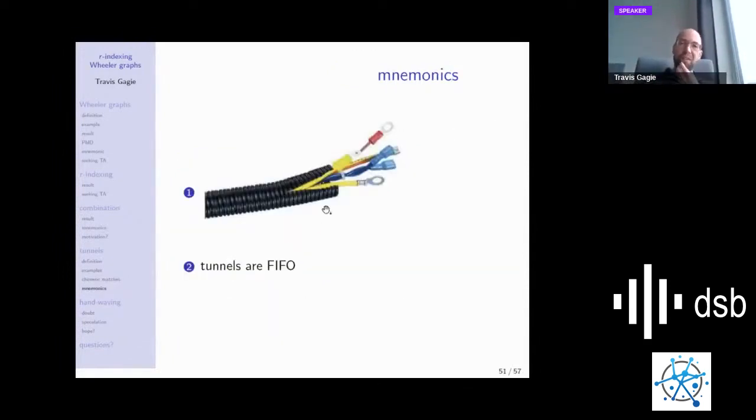I found out while doing these slides that this is called a loom tube. So just think of the tunnels as the tubing for your wires, your loom tubes, and tunnels are FIFO, first in, first out. Now, in this case, it's lexicographically first in, it's lexicographically first out.